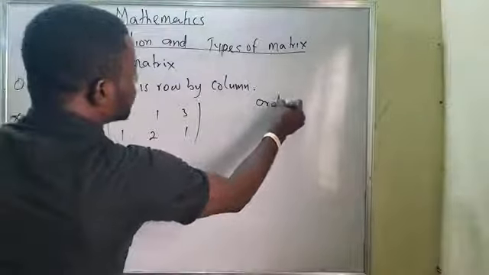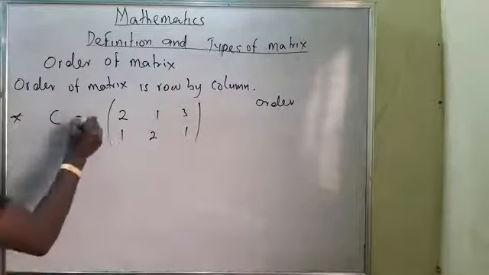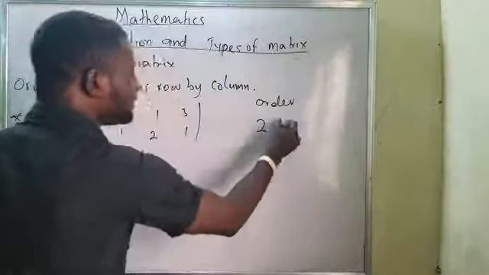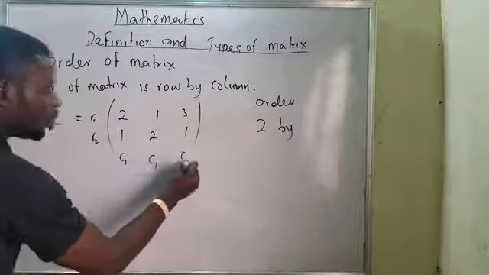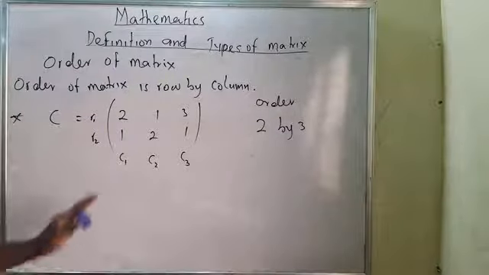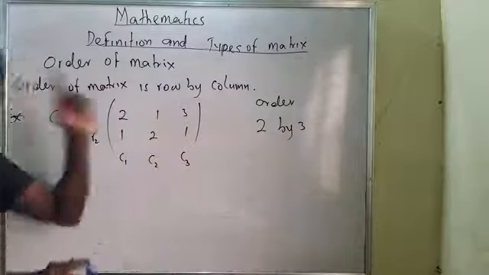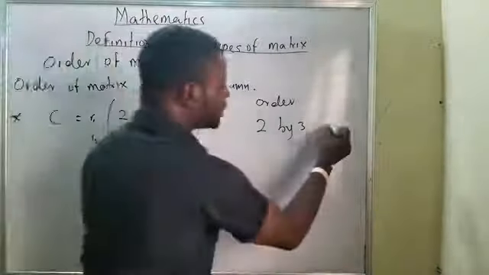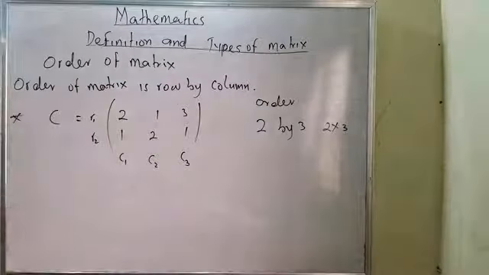The order will just be, listen to me. The order is, how many rows are we having? Row 1, row 2. It means 2 by, how many columns are we having? Column 1, column 2, column 3. Now, 2 by 3 matrix. Take note of this information very well. Your row first, followed by what? Now, some textbooks put it as 2 multiplied by 3. Anyhow you see it, that is very, very simple.